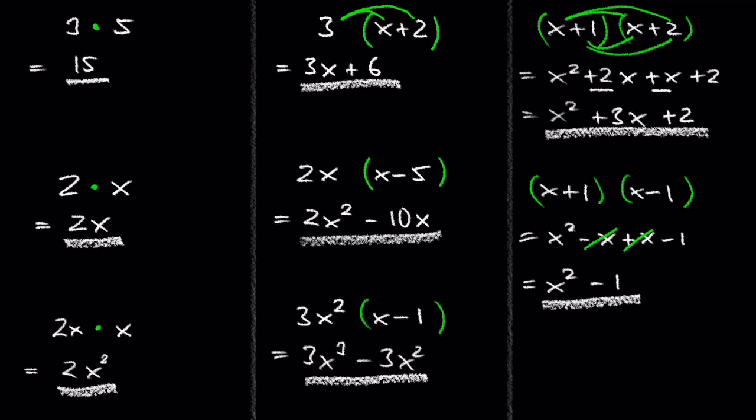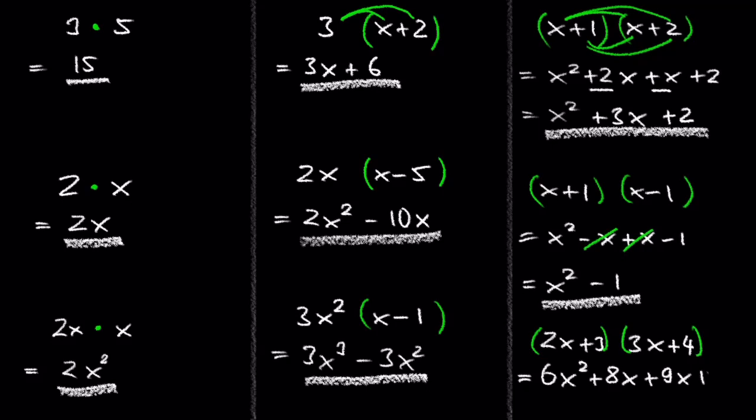What about the binomials 2x plus 3 times 3x plus 4? 2x times 3x is 6x squared. 2x times 4 is 8x. 3 times 3x is 9x. And 3 times 4 is 12. So we get 6x squared plus 8 plus 9 is 17 plus 12.